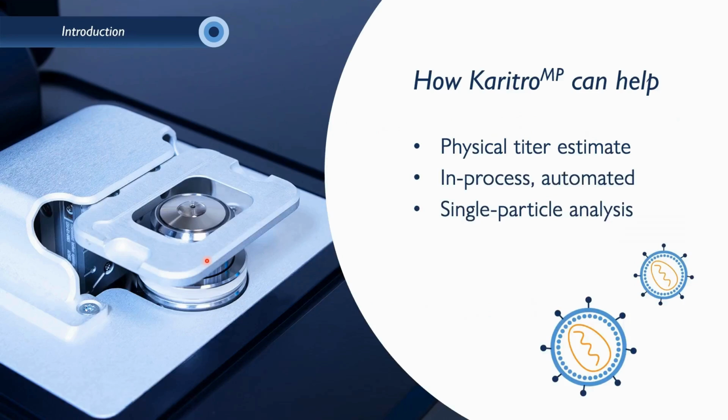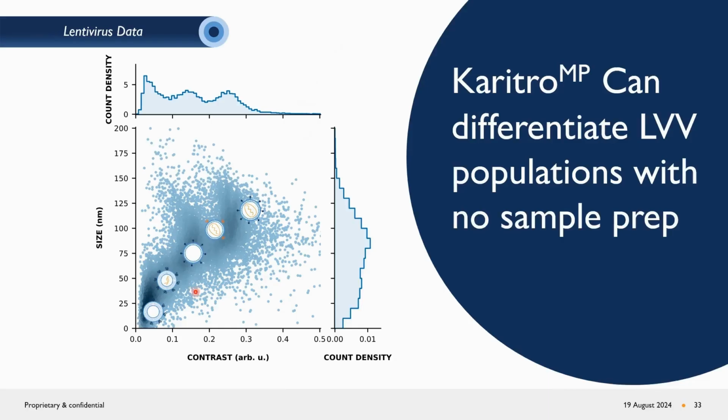It's an in-process automated tool, and it allows single particle analysis. Karitro can differentiate lentivirus populations with no sample prep. If we look at this example here of a lentivirus sample, we can see that this appears much more heterogeneous compared to the adenovirus shown earlier.